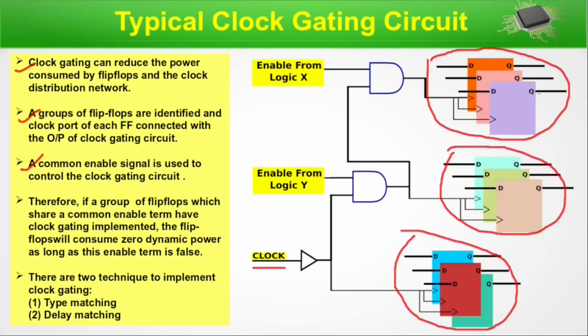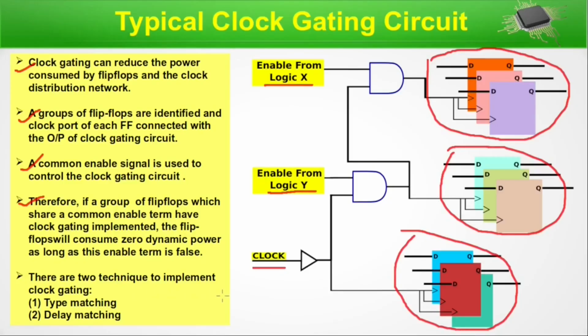For this cluster of flip-flops, there is a common logic X. That is enable. And for this cluster, logic Y. Enable comes from logic Y. Therefore, if a group of flip-flops which share a common enable term have clock gating implemented, the flip-flops will consume 0 dynamic power as long as the enable term is false. So if the enable term is false or enable is equal to 0, there is no clock signal. The clock signal is gated through using this enable logic. So if enable is 0, there will be no clock signal.